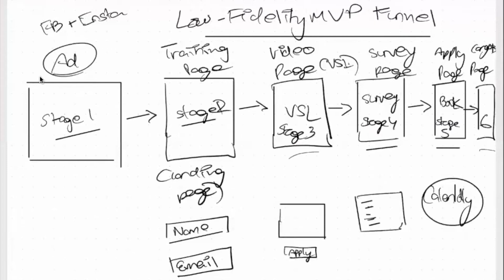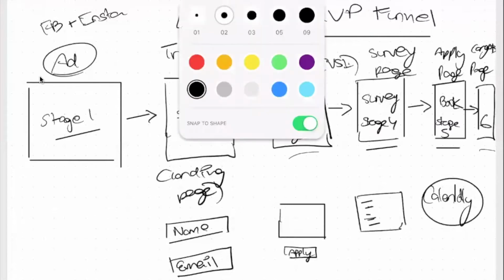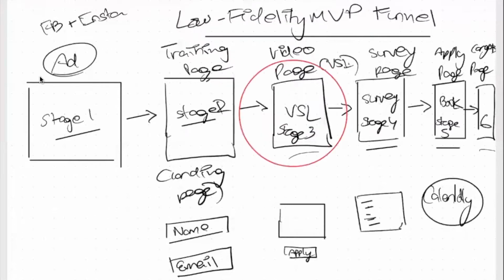Now what we will be doing is, let's say somebody comes to our training page, they give us their email, they watch this video, but what they do not do is complete this survey. So what we'll be doing is sending them emails saying, hey, go to this next step and complete this survey. Then only will they be able to move forward, right? Because the ultimate goal is to get them to stage number 6, which is to get them to book a call, right?